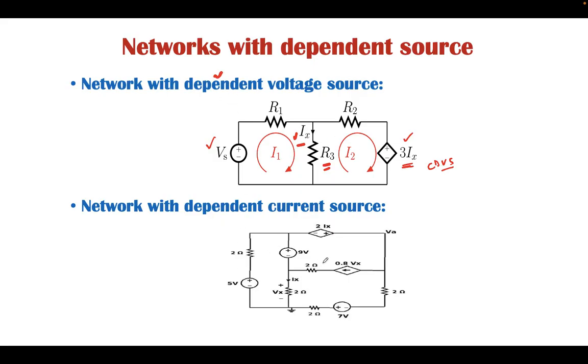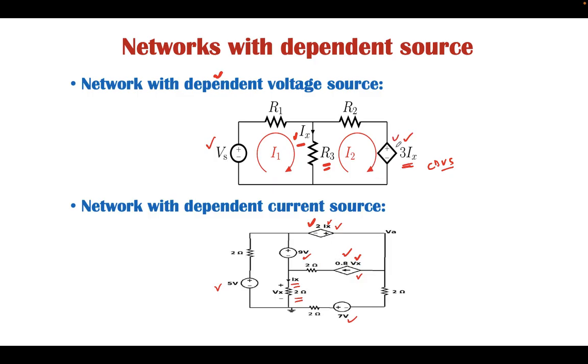Similarly, we can consider another network where we have a dependent current source as well as a dependent voltage source. Here we have three independent sources: 5 volt, 9 volt and 7 volt. These are the independent sources, whereas this source is a voltage source with magnitude dependent upon Ix, and Ix is the current flowing in this branch. Similarly, this is a current source whose magnitude depends upon Vx, and Vx is the voltage across the 2 ohm resistance. If Ix and Vx vary, the magnitude of these two sources will also vary. That is why they are known as dependent sources.